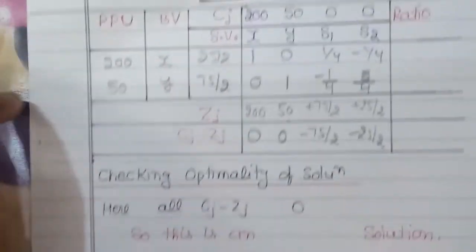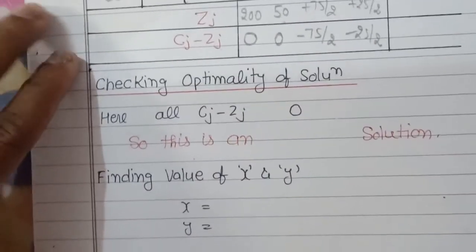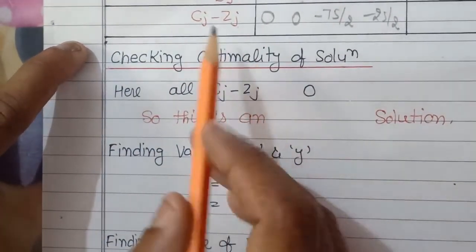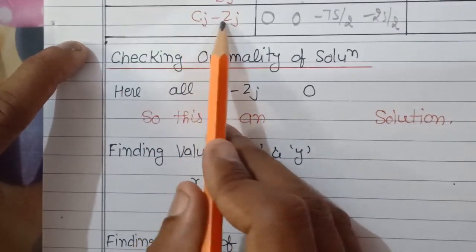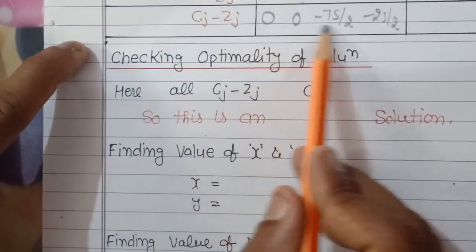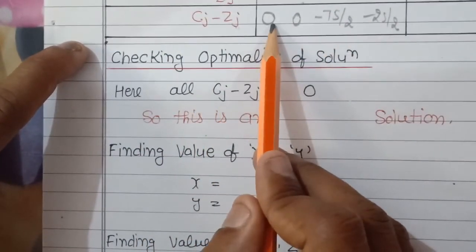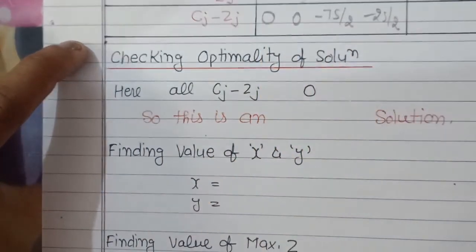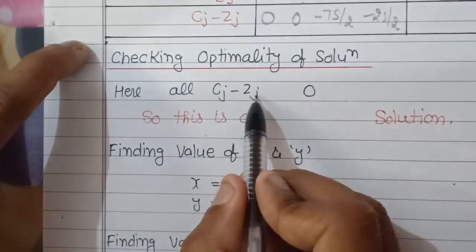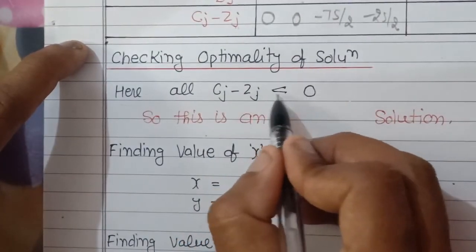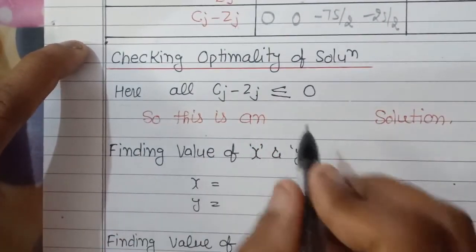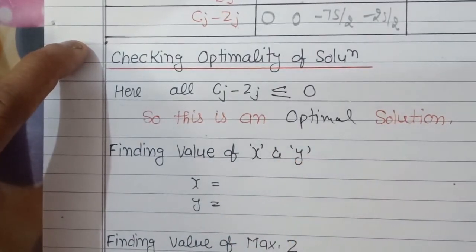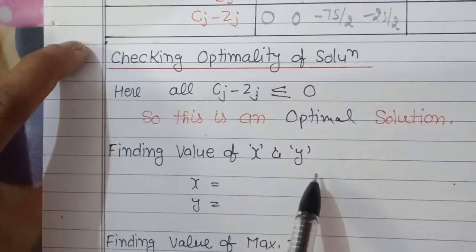Now again we have to check for optimality of the solution. If you see the row of Cj minus Zj, you will see that all values are either equal to 0 or less than 0. So here all Cj minus Zj are less than or equal to 0. So this is an optimal solution, and now we can find the values of x and y.